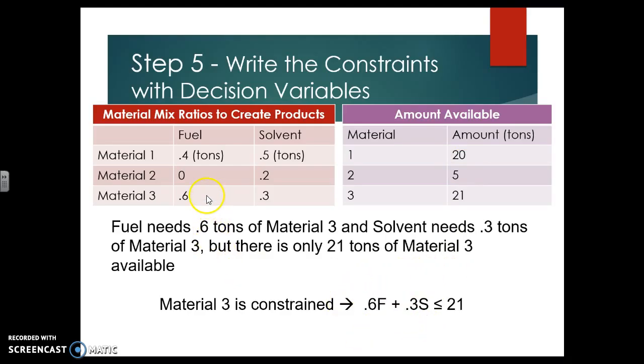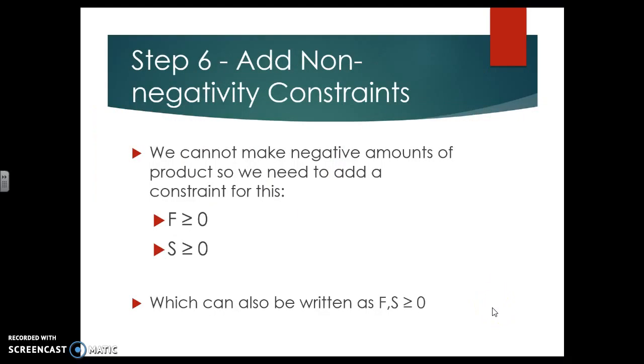For 3, same thing. We're just going to go straight across the chart. If you organize it like this, you just go straight across. So 0.6 for fuel, 0.3 for solvent, and we only have 21 available. We're going to add a non-negativity constraint. When we solve this graphically, I'll show you why we're doing this. But essentially, we don't want to make negative fuel tons and negative solvent tons. Making negative product doesn't make sense. So this just makes our axes a constraint as well.